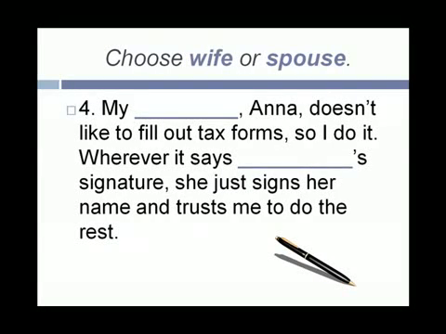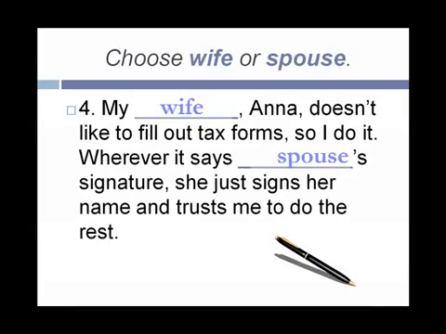4. Choose wife or spouse. Answer. My wife Anna doesn't like to fill out tax forms, so I do it. Wherever it says spouse's signature, she just signs her name and trusts me to do the rest. Spouse can refer to husband or wife, but this word has a very formal feeling to it. Wife and husband are for everyday use. You wouldn't say, let me introduce my spouse. You would say, let me introduce my wife or my husband.